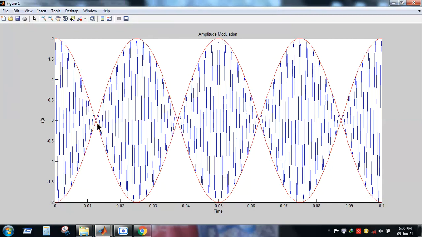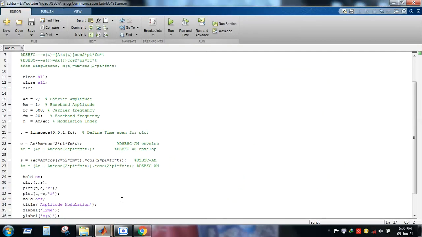So at this point, because this is basically where the polarity of xt has been changed, phase reversal has occurred. Okay. So this one is the corresponding message signal. So this one is the DSBFC.